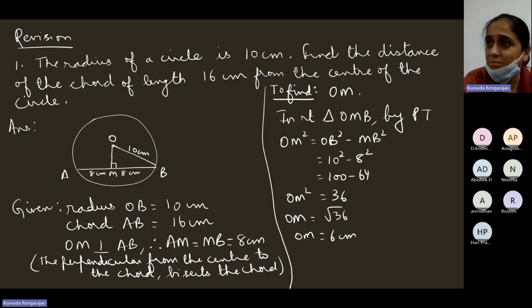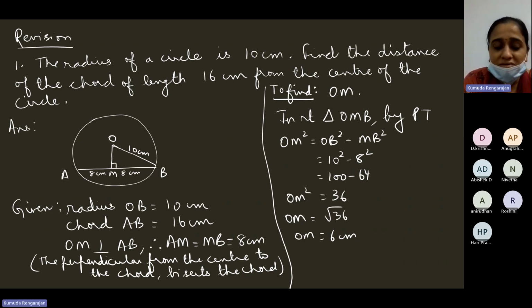Now, which line segment represents the radius? OB, not OM. OM is not the radius. The line segment OB represents the radius. So we have this right triangle OMB, right? Where MB is 8 centimeters, OB is 10 centimeters. So using Pythagoras theorem, you can find OM. And OM is the distance of the chord from the center, and that's what we have to find. Find the distance of the chord from the center. So the distance of the chord from the center is 6 centimeters.